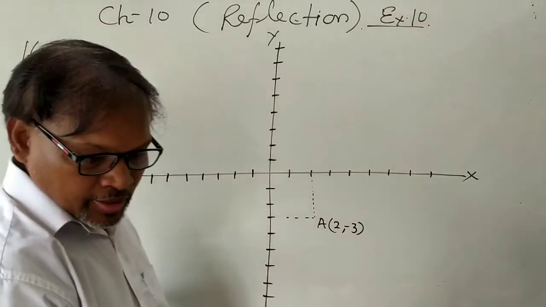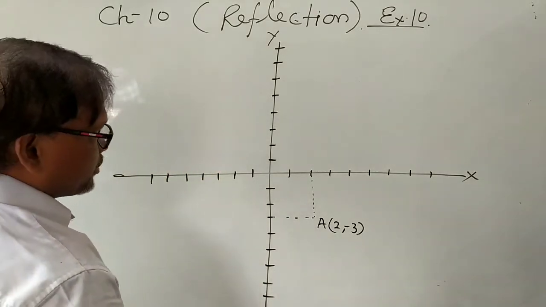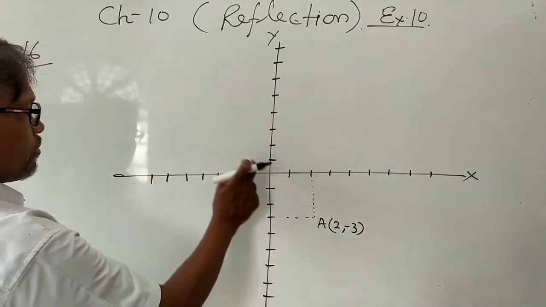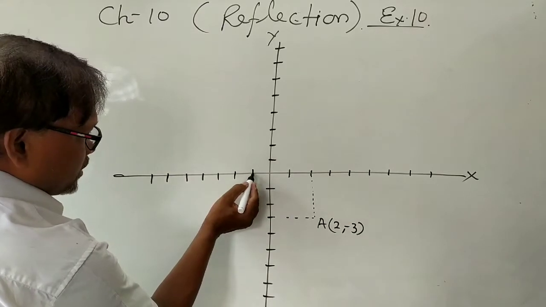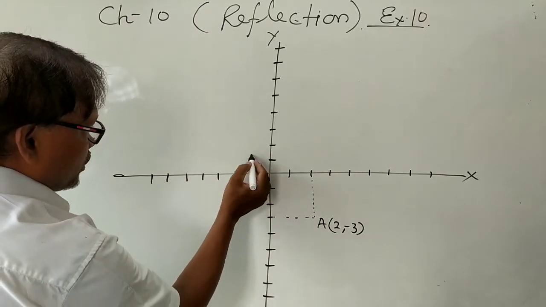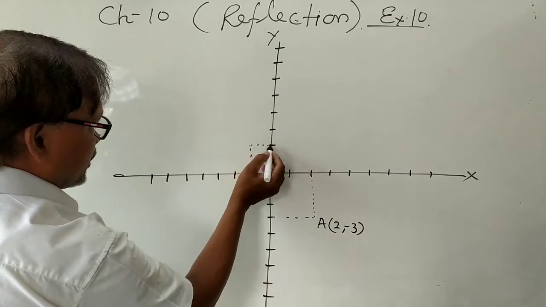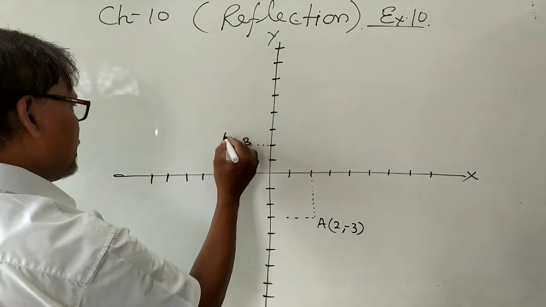Clear? Then B point (-1, 2). (-1, 2) obviously in the second quadrant because x value is negative and y value is positive. -1 is there and 2 is there. So above the -1 and in front of 2, this is the point B.